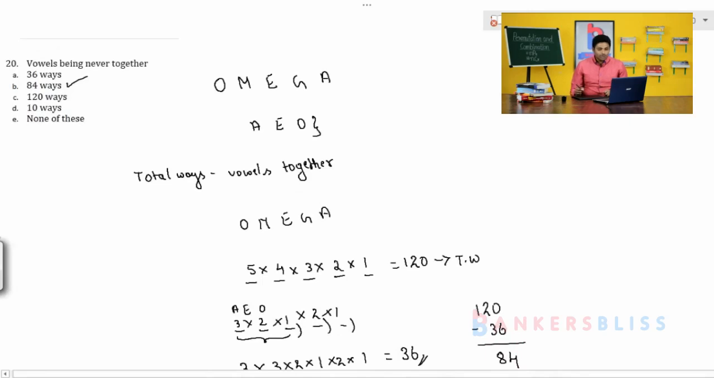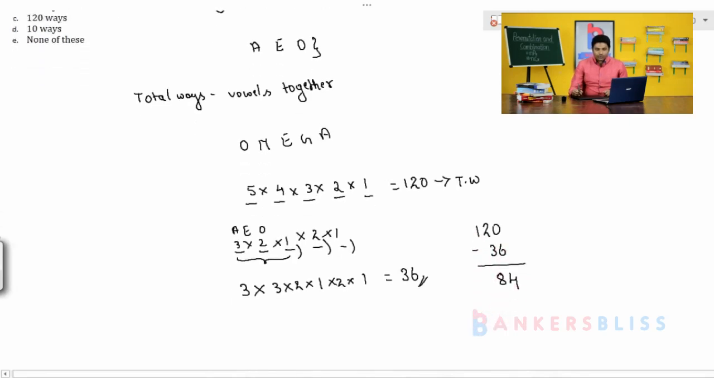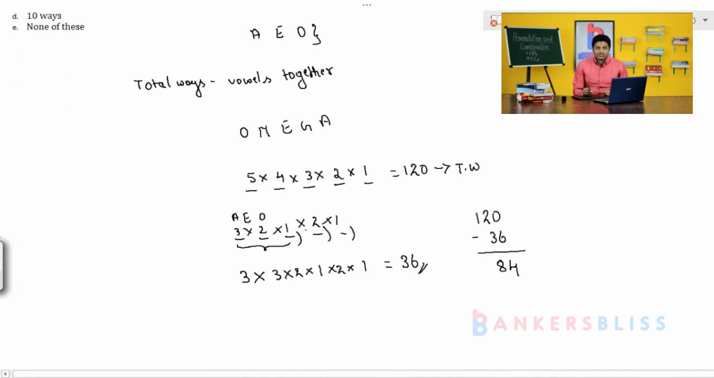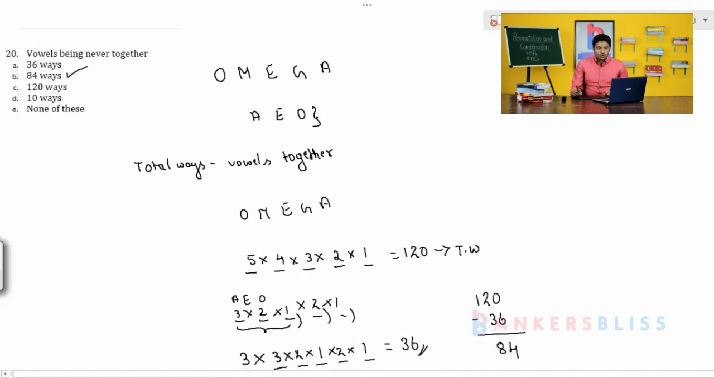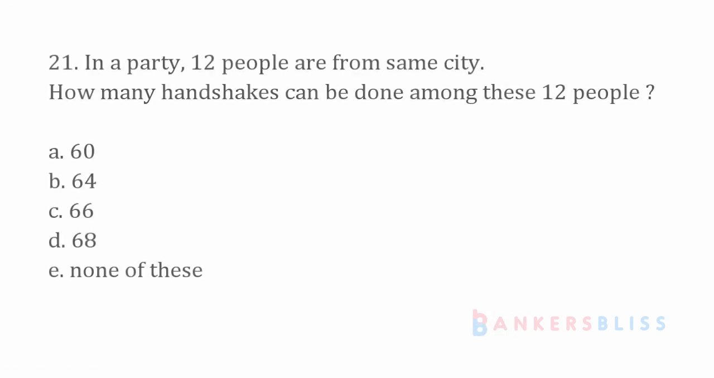Very simple. For the vowels being together, you have to calculate properly. In those 5 spaces, there are 3 places the vowels can fill, that is 3 ways. In those 3 places, A, E, O can occupy any of the places, so the number of ways will be 3 into 2 into 1, and the remaining places will be 2 into 1. So altogether 36. So 120 minus 36, that is 84. Altogether 84 ways.